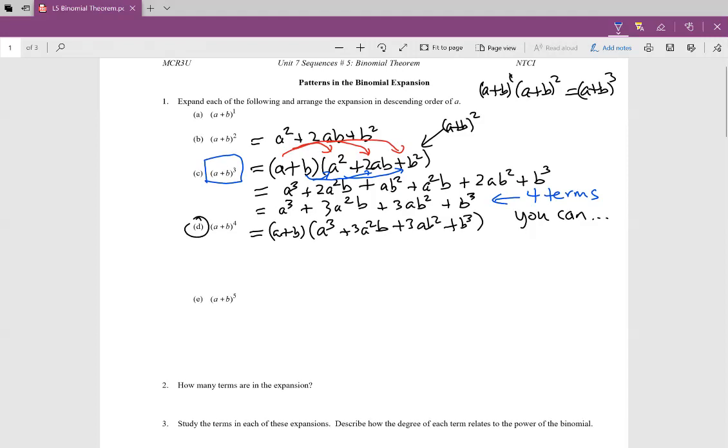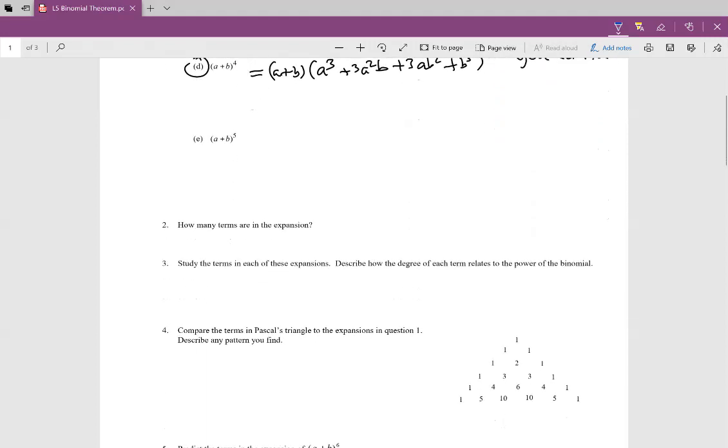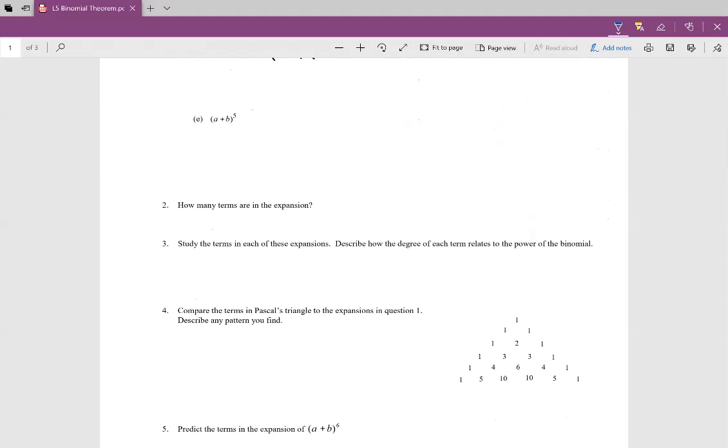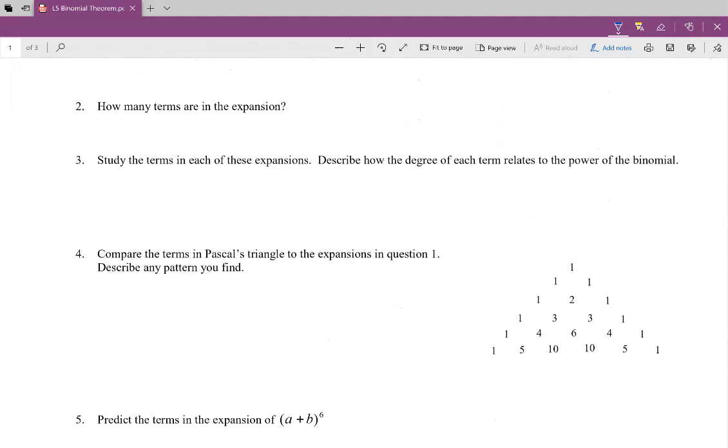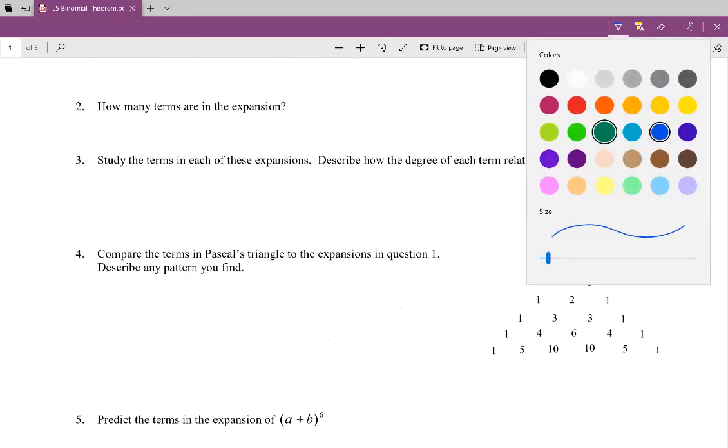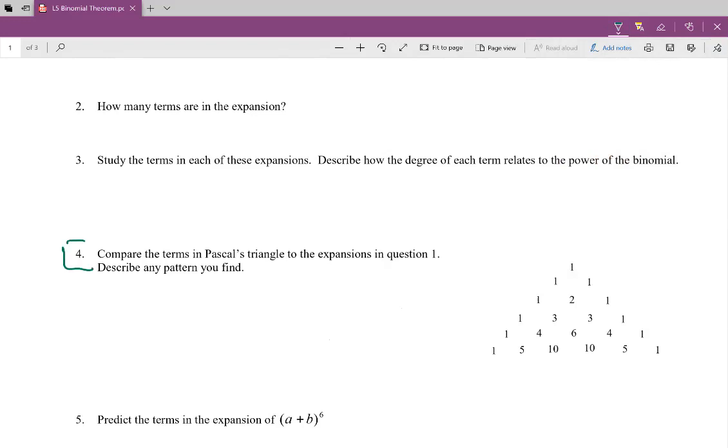I'm going to just skip through the package here just a little bit. Although question 2, how many terms are in the expansion, you can keep on doing that. Study the terms of each of these expansions. Describe how the degree of each term relates to the power of the binomial. Now, what we have here, let's zoom in a bit more in detail. Scroll up. We'll use a different color here, maybe green. For question 4, hopefully, I cannot remember, maybe I did or maybe I didn't.